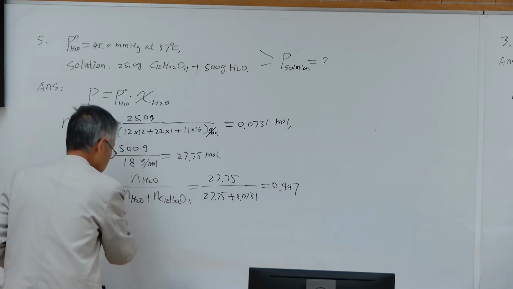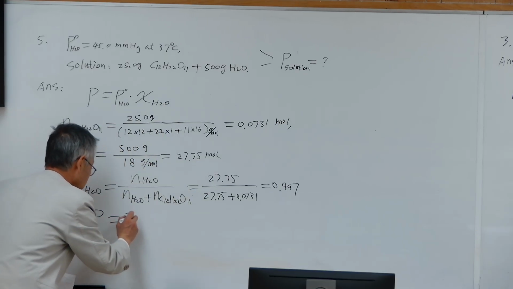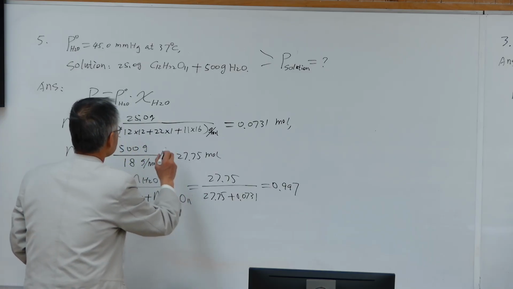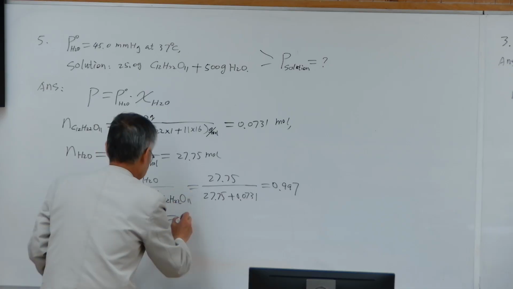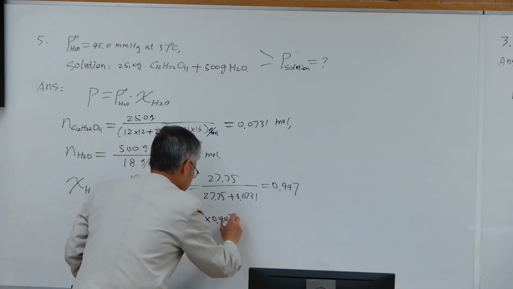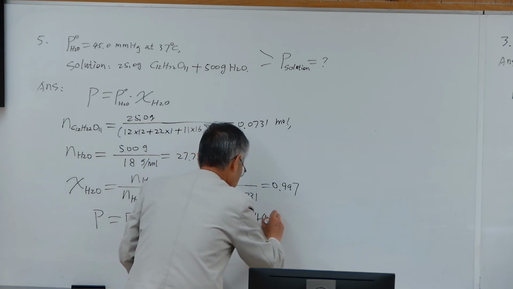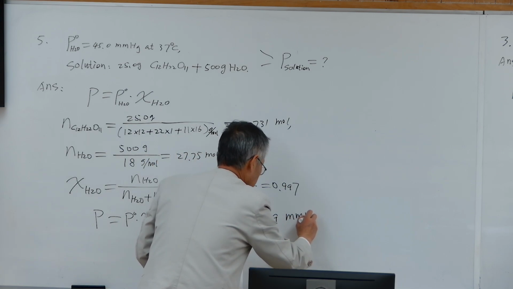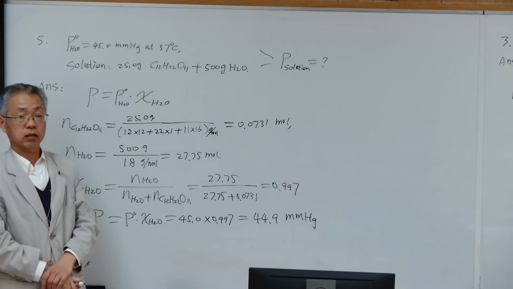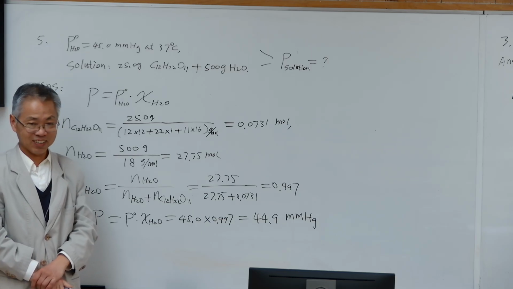Now, use this formula. Let's write it here. Can you read it? Okay. So P equals P0 times mole fraction of water. P0 is 45, and mole fraction is 0.997. So we get 44.9, unit is millimeters of mercury.